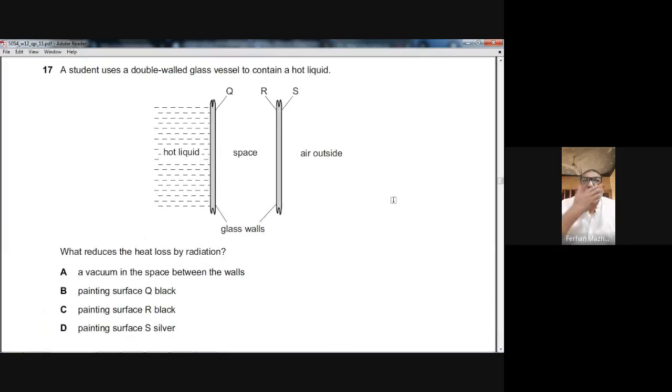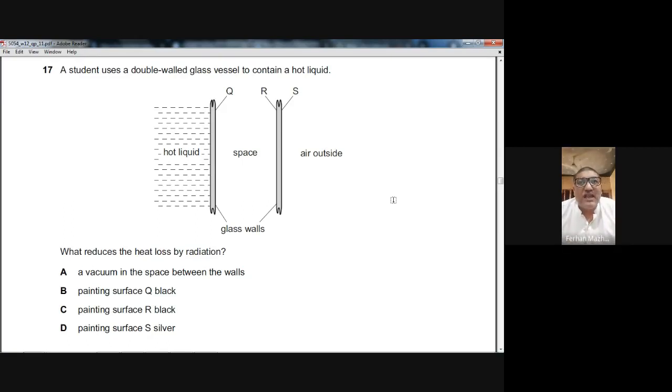A student uses a double-walled glass vessel to contain a hot liquid. It's talking about the vacuum flask, and the glass has a double layer, and between the two layers we have space, and its three faces have been marked Q, R, and S. What reduces the heat loss by radiation? The radiation can only be stopped if the surfaces are silver, shiny. A vacuum in the space between the walls cannot stop the radiation.